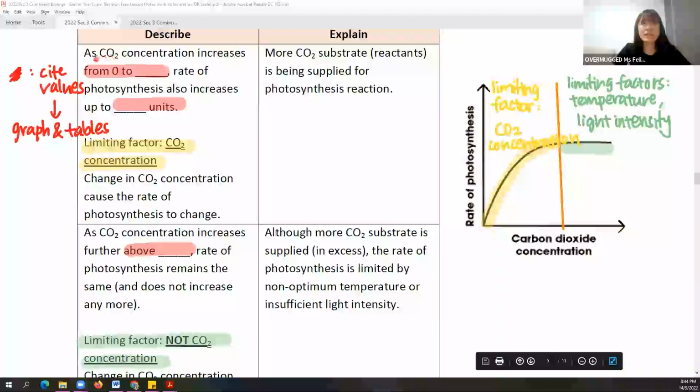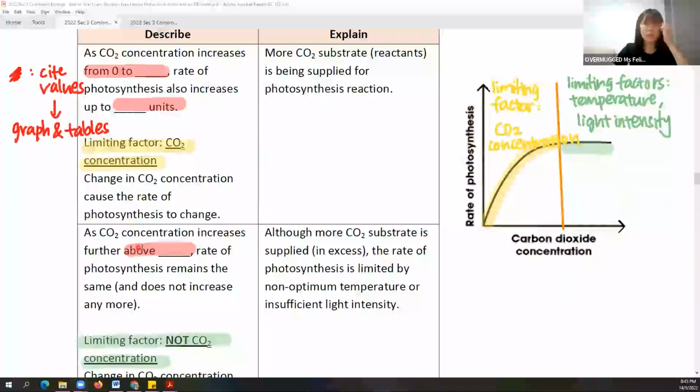Take note that whenever it's a graph question, make sure you quote the number. In this case, as carbon dioxide increases from 0 to how much? You just write down the number. You read the graph, this is maybe 50, then you write in 50. Concentration is the x-axis. Then the rate of photosynthesis, which is the y-axis, increases to what? You read this number, maybe 100, and you write in 100. So you must always cite the values.